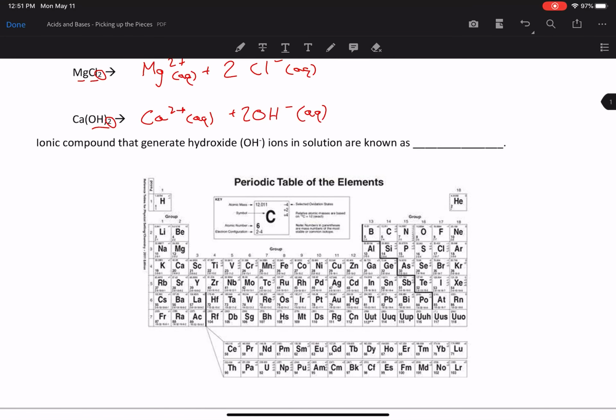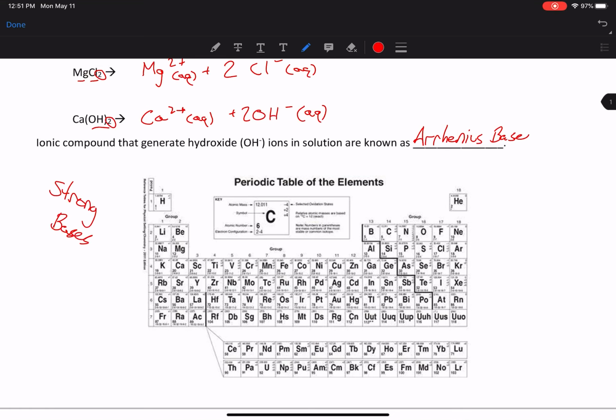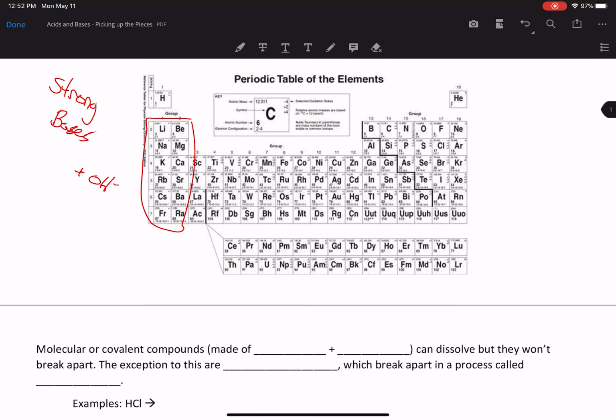All right, ionic compounds that generate hydroxide ions, just like our calcium hydroxide over here, these are known as Arrhenius bases. So this is where we get into the acids and bases of the unit. So this is an Arrhenius base. And so what you're going to learn later on is that there are strong and weak acids and bases. The strong bases are essentially when you have group 1 or group 2 ions combined with a hydroxide. Those are going to be your strong bases.